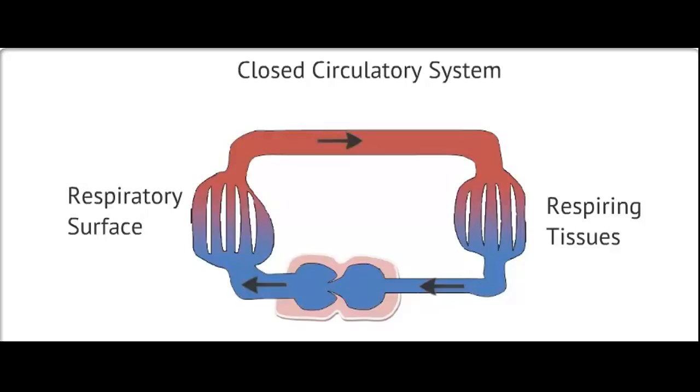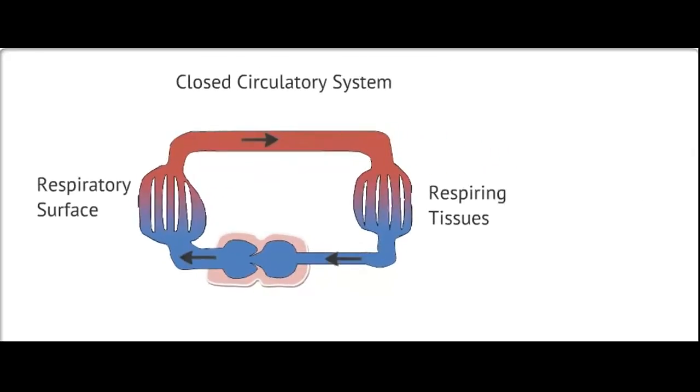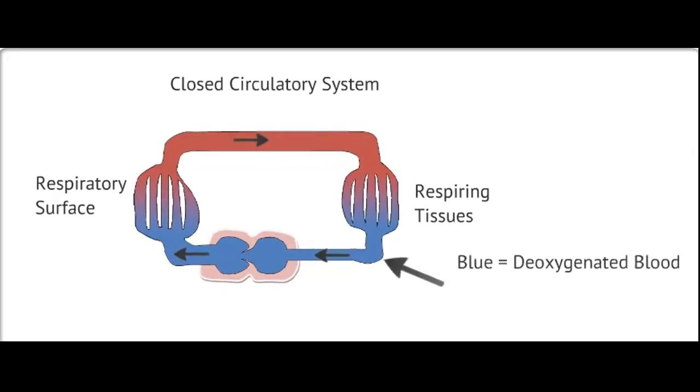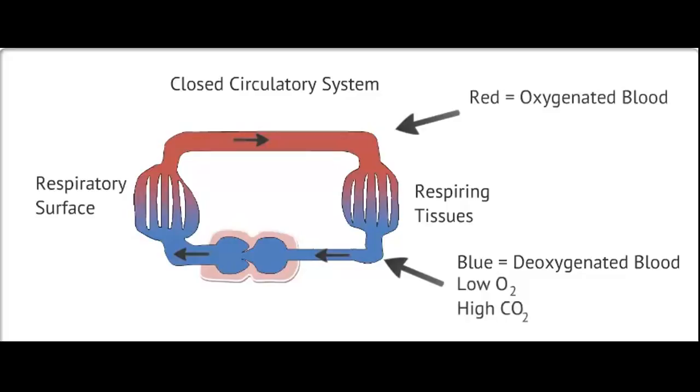The chemical composition of blood in these diagrams is represented by the color of the blood vessels. The blue coloration represents deoxygenated blood. This is blood with low levels of oxygen gas and high levels of CO2. The red coloration represents blood that is oxygenated, meaning there is a high level of oxygen gas and a relatively low level of CO2.